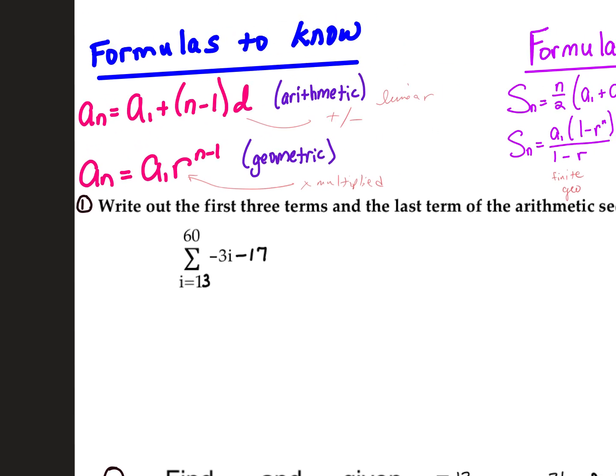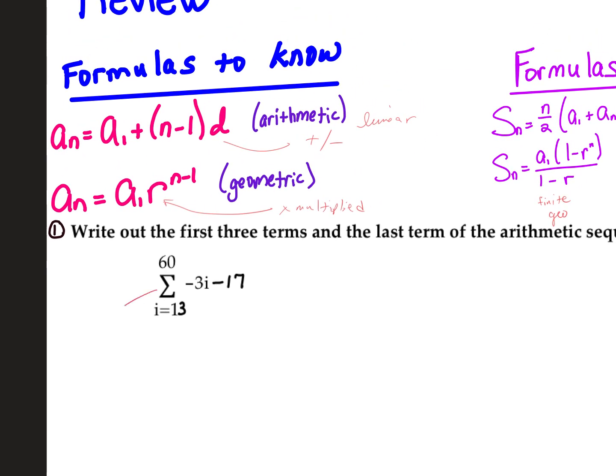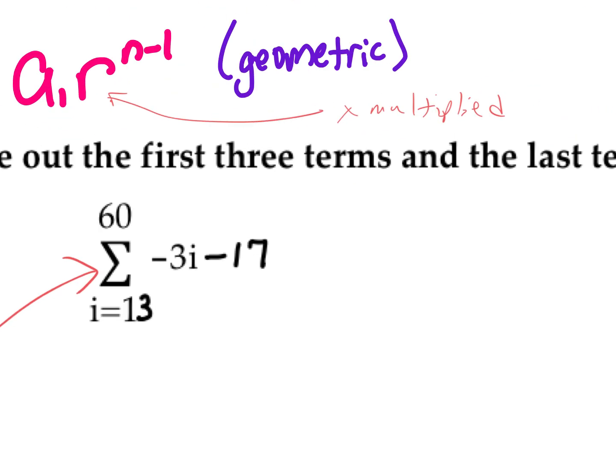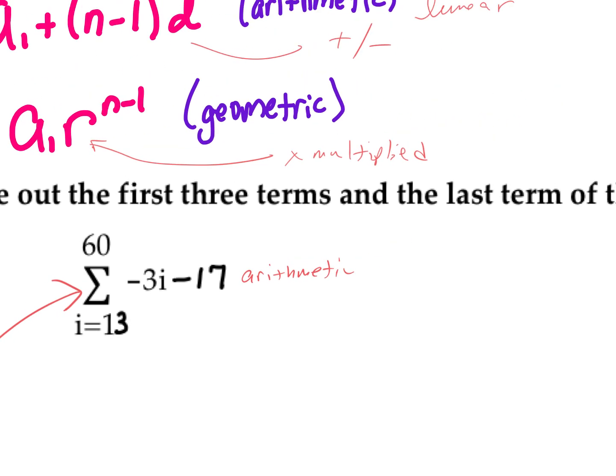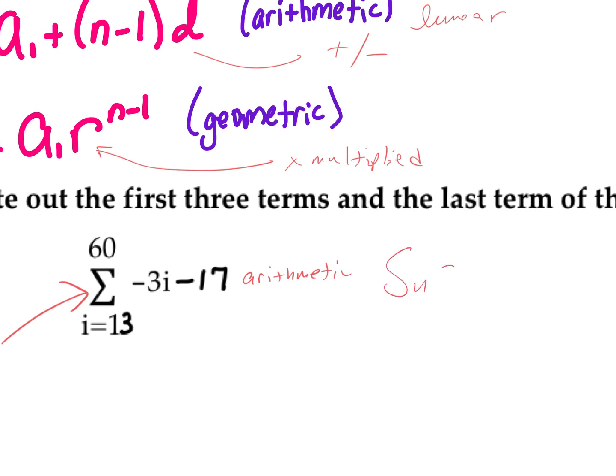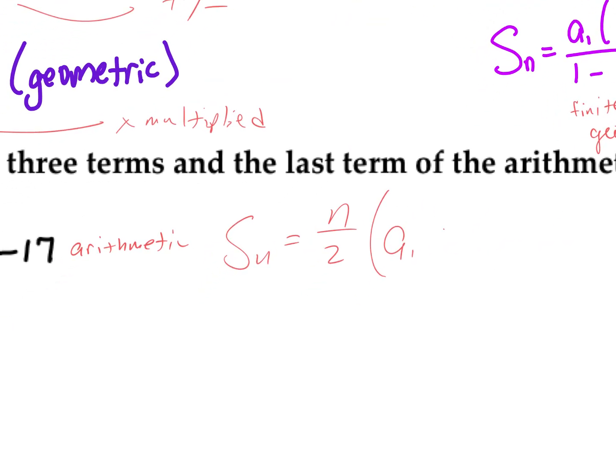Now, looking at this, guys, this is a sum formula. It's got the sigma notation. How do you know if it's arithmetic or if it's geometric? If there's a power, if there's an exponent. Is there an exponent in this expression? No, that's written in y equals mx plus b. This is an arithmetic, so you need to know which formula to use. Since it's arithmetic, S sub n equals n over 2 times the first term plus the last term.